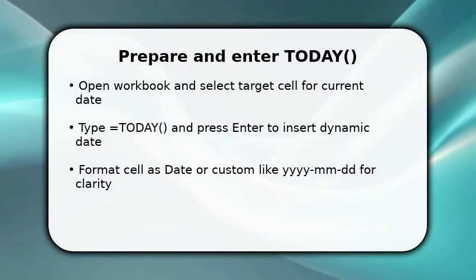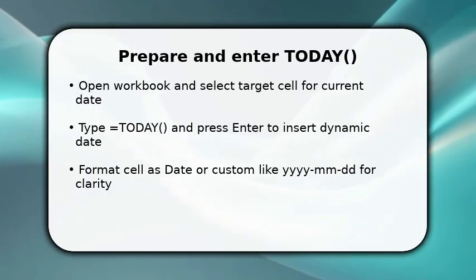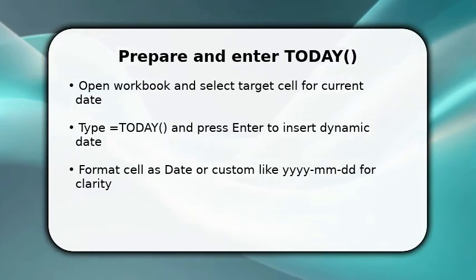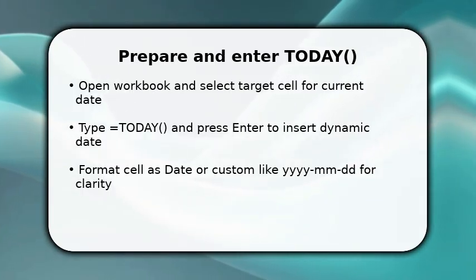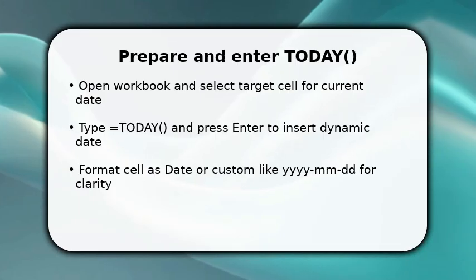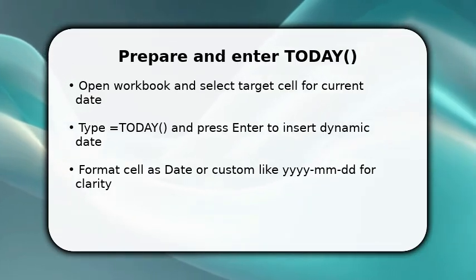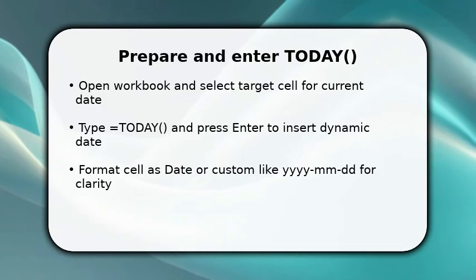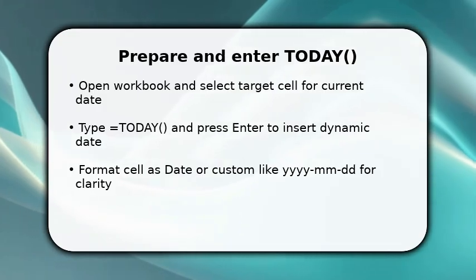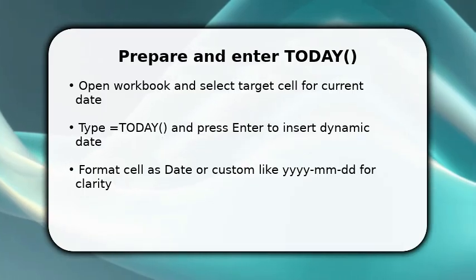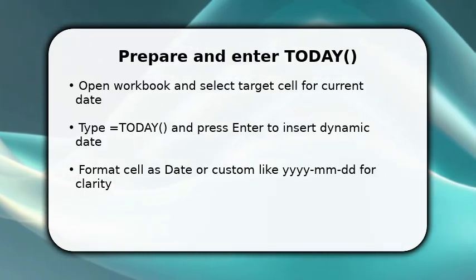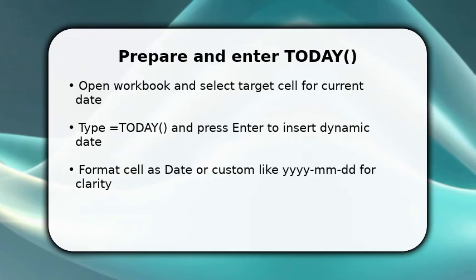You start by choosing the sheet and the cell where you need the current date. Type =TODAY() and press enter to place a live date that updates each day. Once done, make sure to format the cell as a date or a custom format such as YYYYMMDD so the display matches your report. You should know TODAY has no arguments, that's why you just type parentheses. This minimal step prevents confusion later when dates appear in calculations and filters.